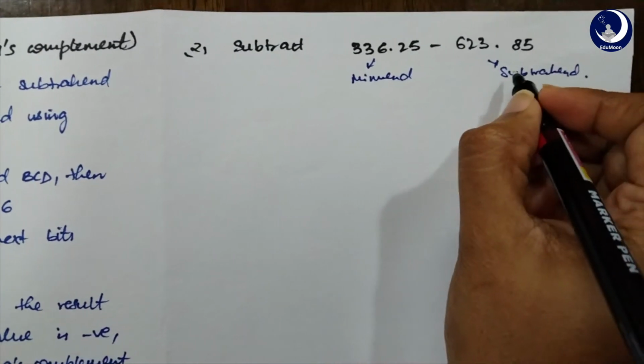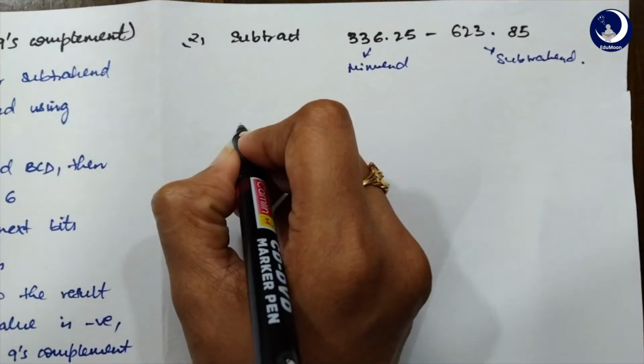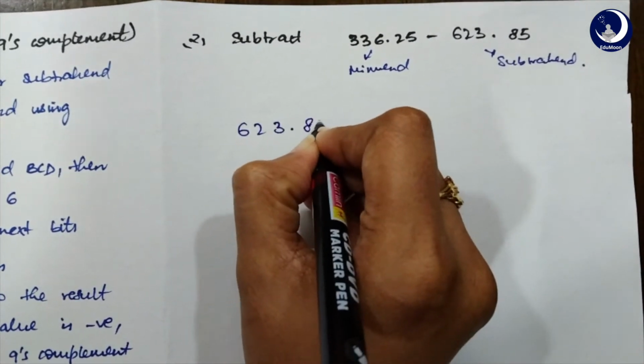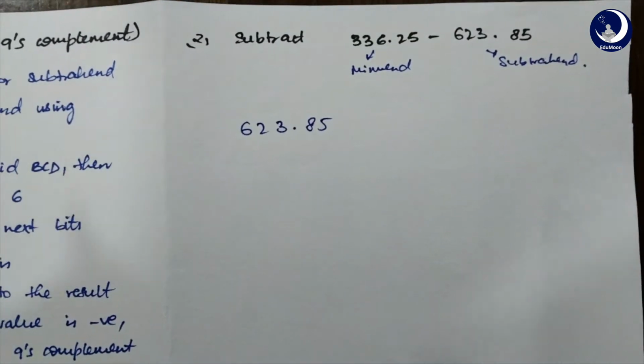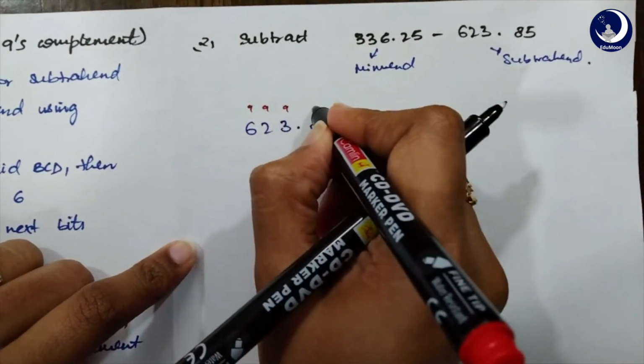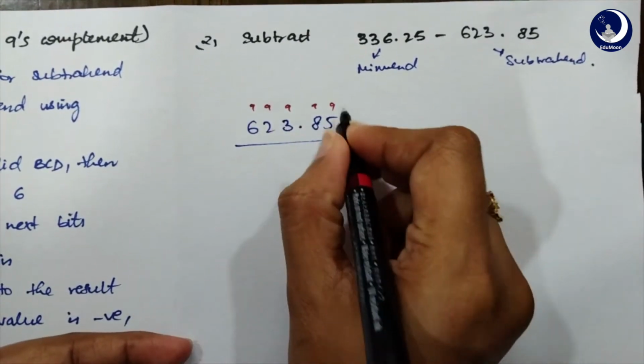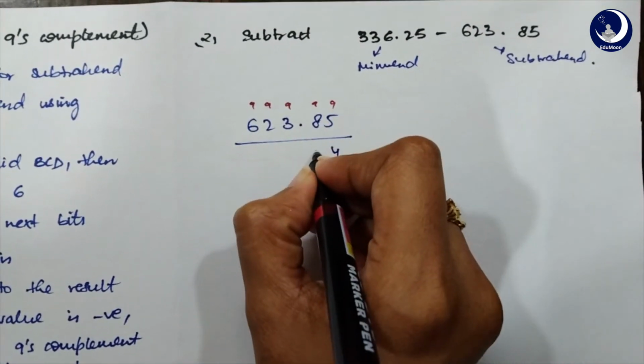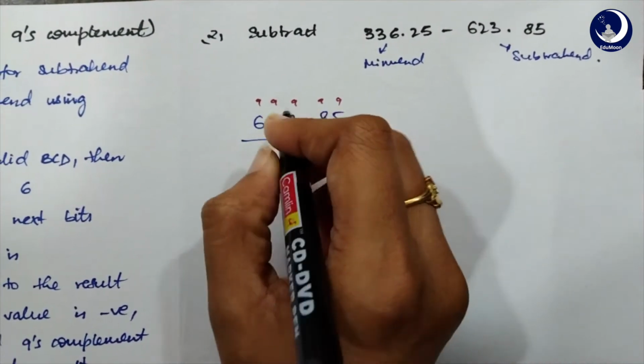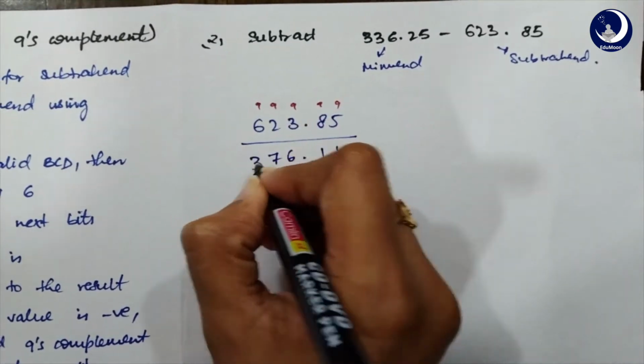According to the rules, first find the 9's complement for the subtrahend. How do you do that? 623.85. Subtract from 99999, which is equivalent to 9 minus 5 is 4, 9 minus 8 is 1, 9 minus 3 is 6, 9 minus 2 is 7, 9 minus 6 is 3 again.